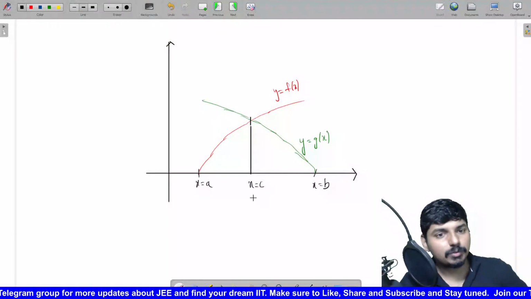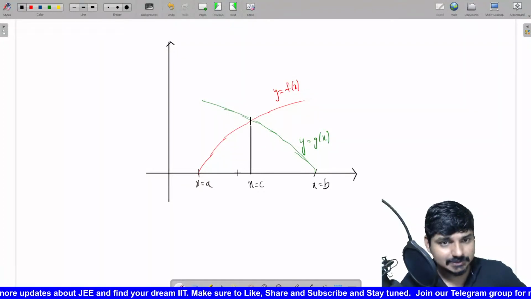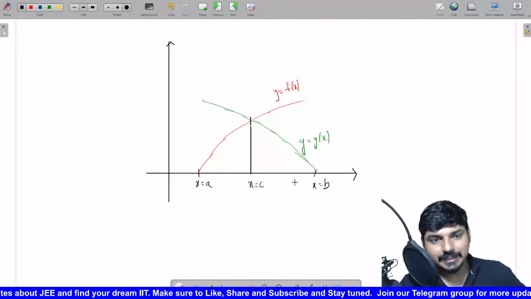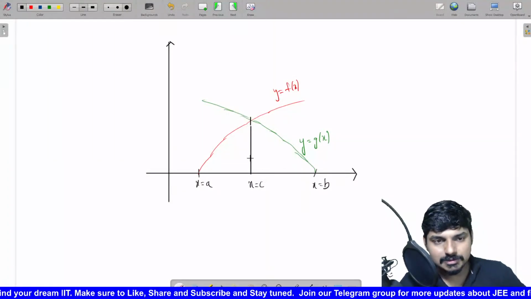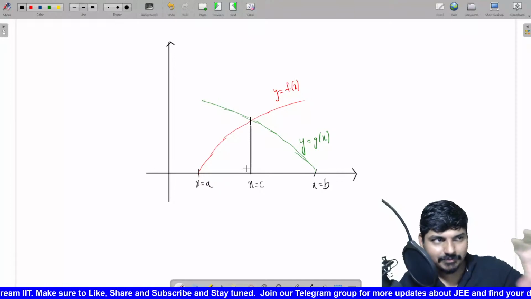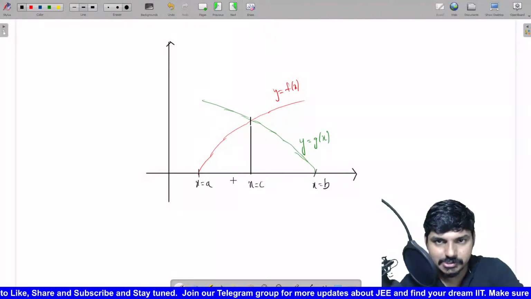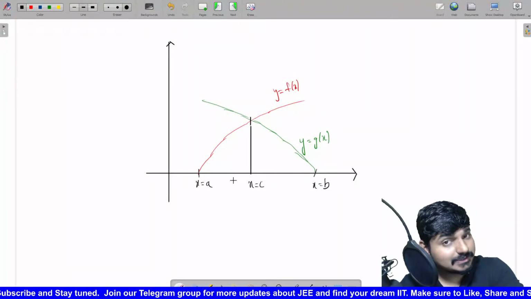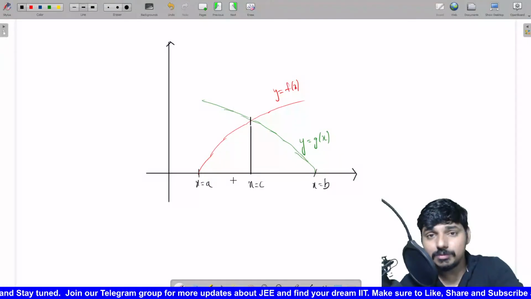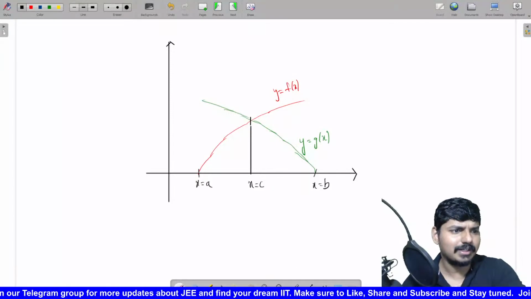Now in this case, if I want to find the area bounded by these two curves and the x-axis between x equal to a and x equal to b, everyone try to understand. You can find this area in two ways. Let us say you want to go with the vertical strip. In this case, you need to take two vertical strips, not only one. I will tell you the reason for that.